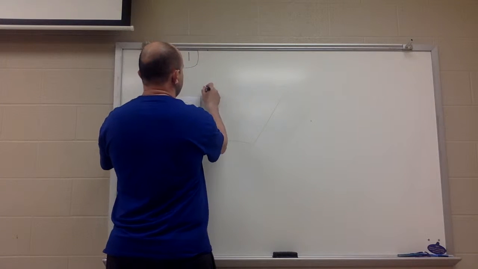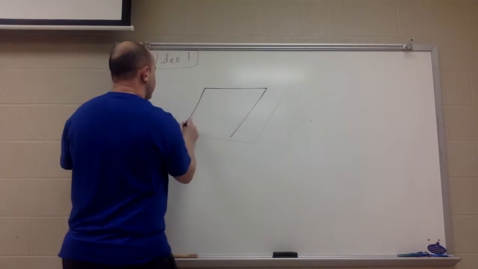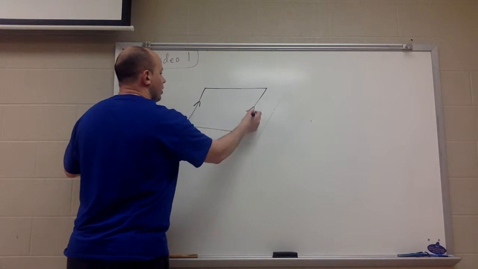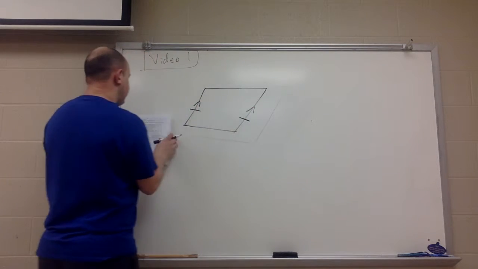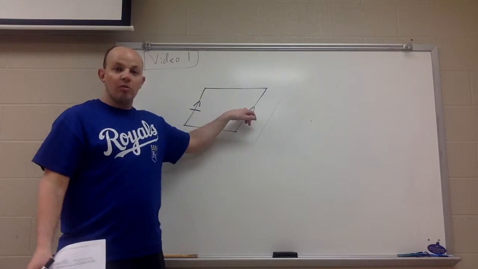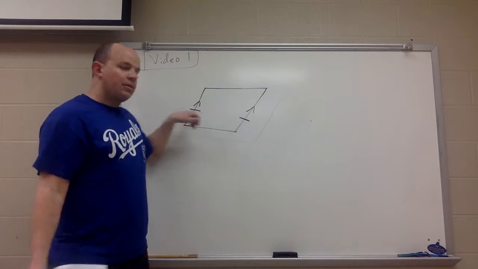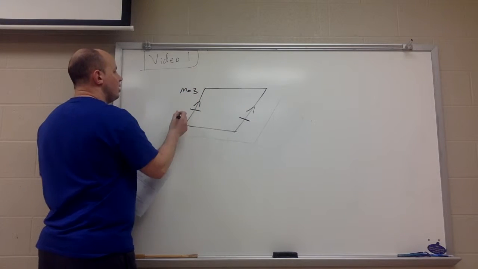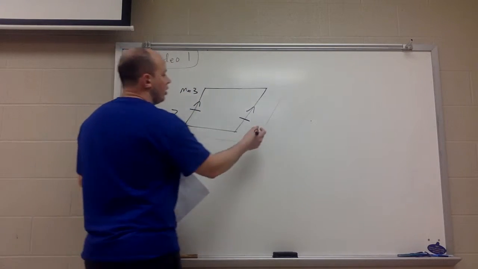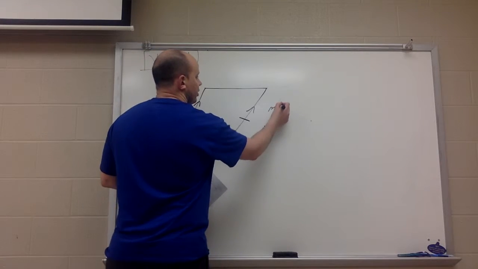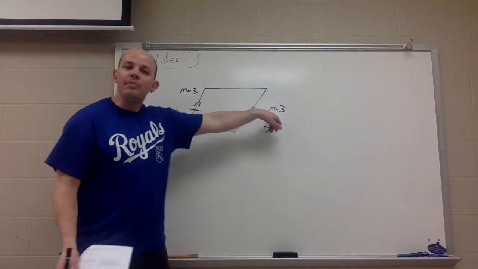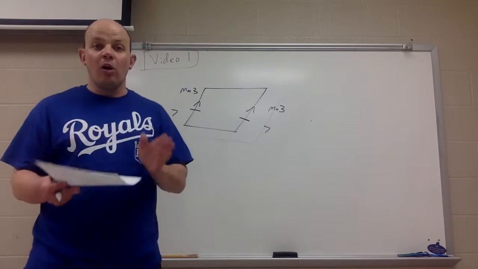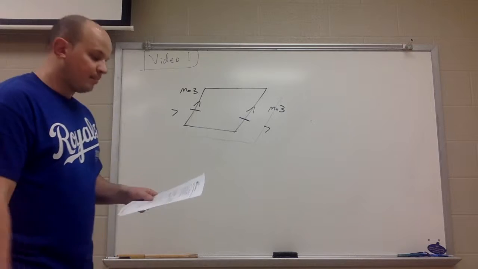Next condition for a parallelogram: a set of opposite sides is both parallel and congruent. So these two have the same slope, which means they're parallel. This mark indicates they're congruent. So this is like saying m is equal to 3, and this is 7 units long. This is 7 units long, m equals 3. Notice the slope is the same, so they're parallel. The sides are the same length, so they're congruent. Therefore, it's a parallelogram.